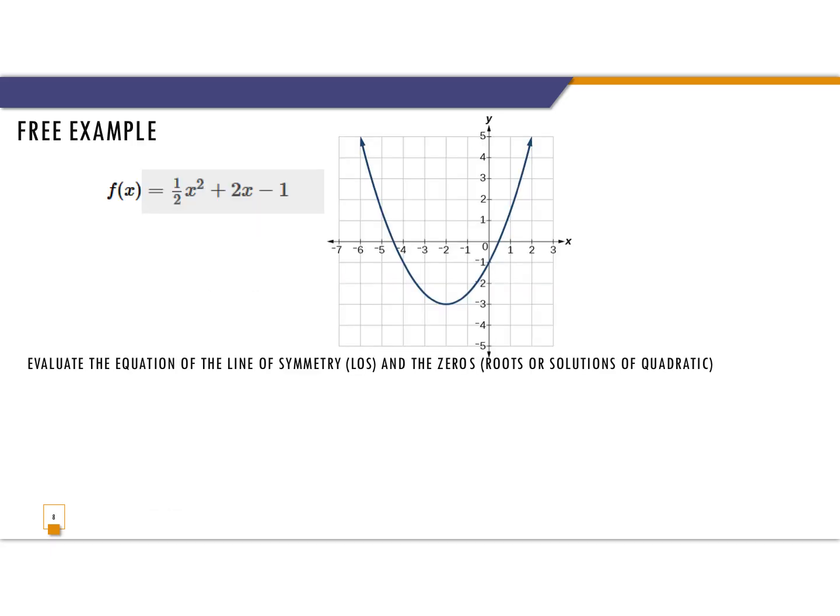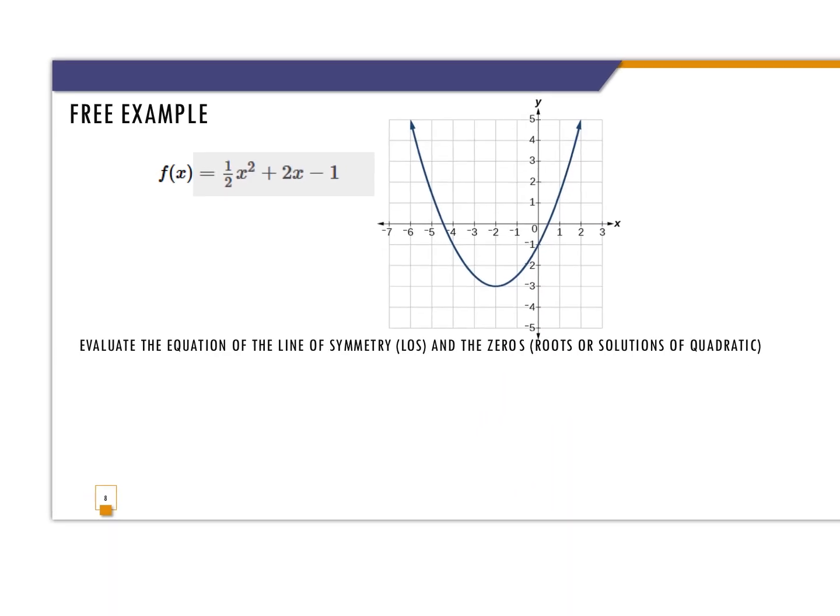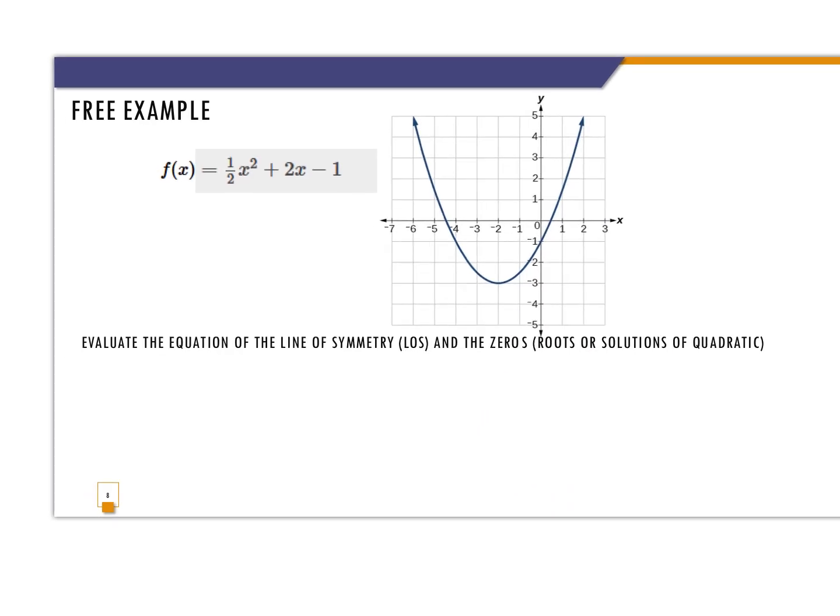Here is one we're going to do. Okay. Let's see what they're going to force us to find. Evaluate the equation of the line of symmetry and the zeros, roots or solutions of the quadratic. Okay. So let's find the line of symmetry. So we're taking it slow, just the line of symmetry.